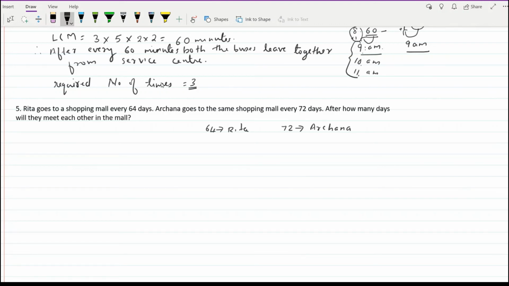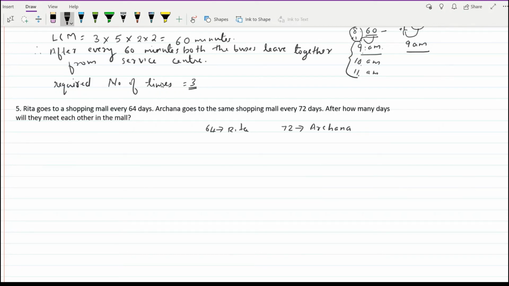After how many days? It means surely the number will be greater than 72. First 64 days are over, Rita came to the shopping mall and she left. And the same, 72 days, 8 more days than 64, on the 72nd day Archana came to the shopping mall and she left. Our question is after how many days will they meet each other in the mall? So surely we know from the question the number will be greater than 64 and 72.